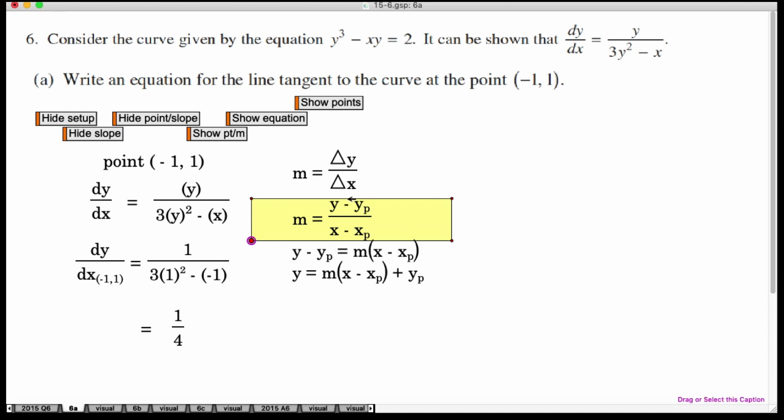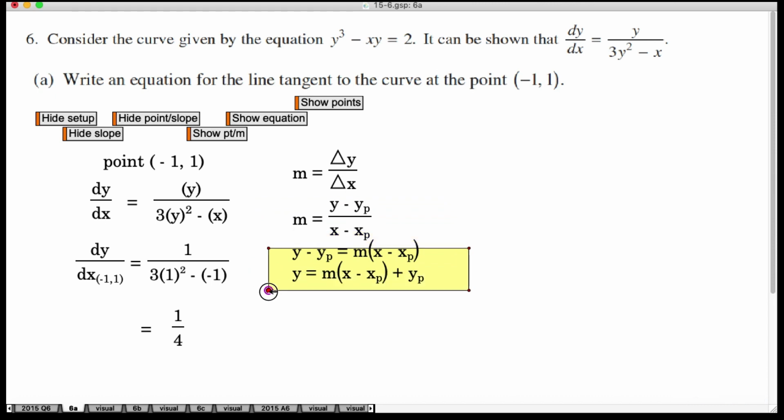And now the only thing you have to do, if I know this equation, that's the point-slope form of the equation of a line. Here's the slope and here's the point. I just have to move this up to the other side, multiplying both sides by x minus x_p. And then I'm going to add y_p to the other side. So there's the equation of the line. And so all I have to do is plug in m, x_p, y_p, and it's done. So those are the three things I have to do.